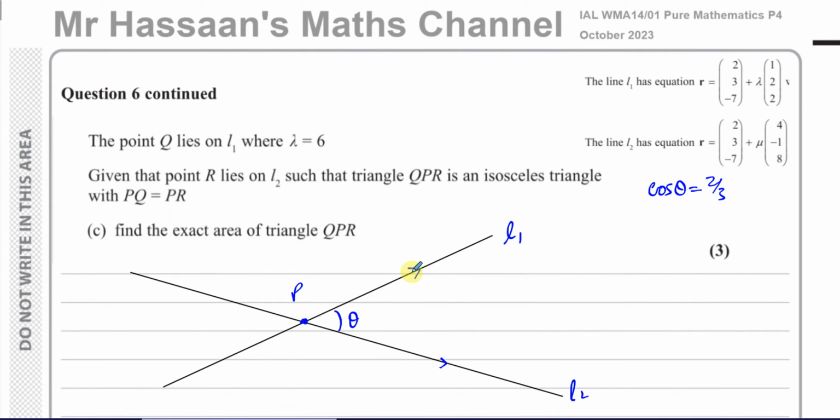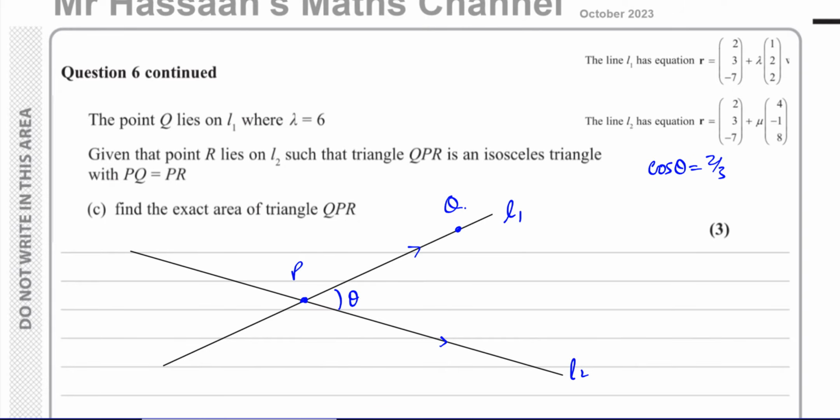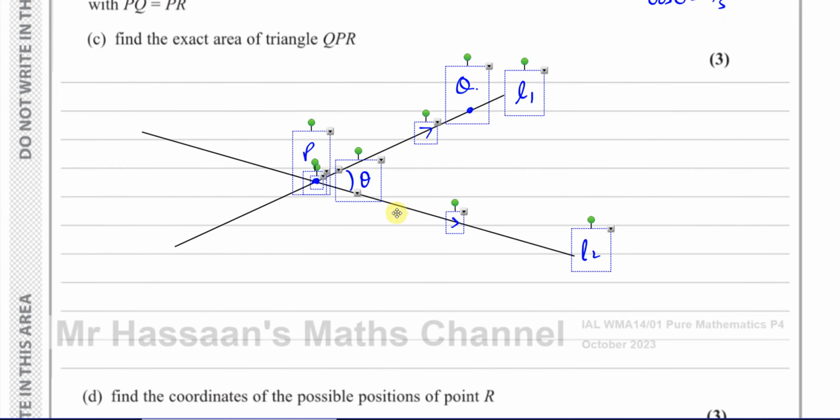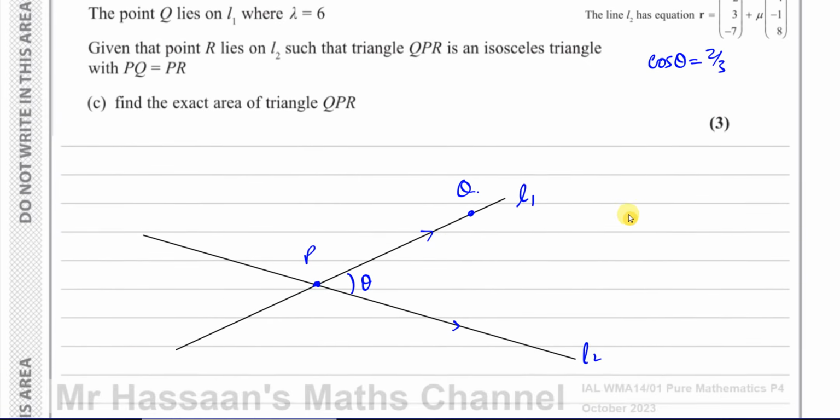Now it says the point Q lies on line 1, L1, where lambda equals 6. So this is a point on both lines where lambda equals 0, and here where mu equals 0. That's where you'd have this point here. But we've got a point Q. Let's say it's over here on line 1. Let's say this is our origin. In fact, I'm going to make a bit more space. So let's say we have the origin, say, over here.